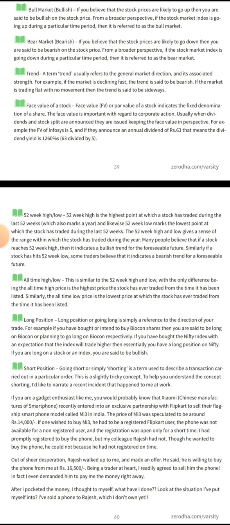I had promptly registered to buy the phone, but my colleague Rajesh had not. Though he wanted to buy the phone, he could not because he had not registered on time. Out of sheer desperation, Rajesh walked up to me and made me an offer. He said he is willing to buy the phone from me at rupees 16,500.